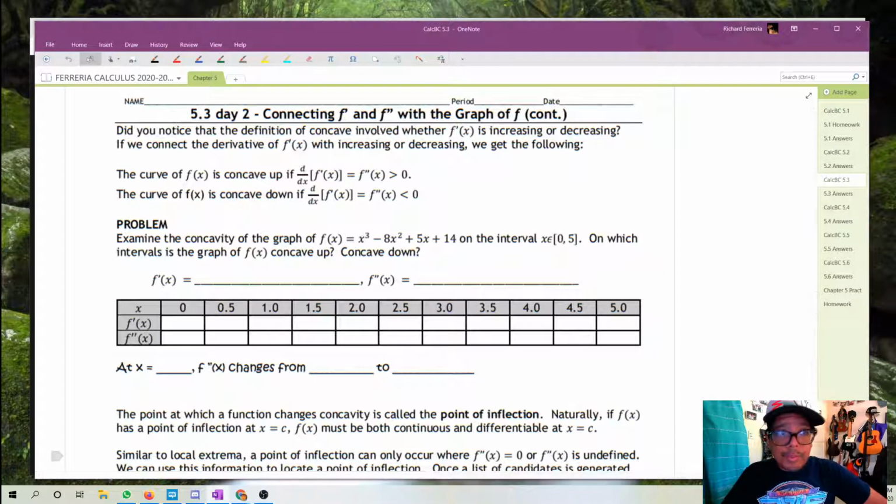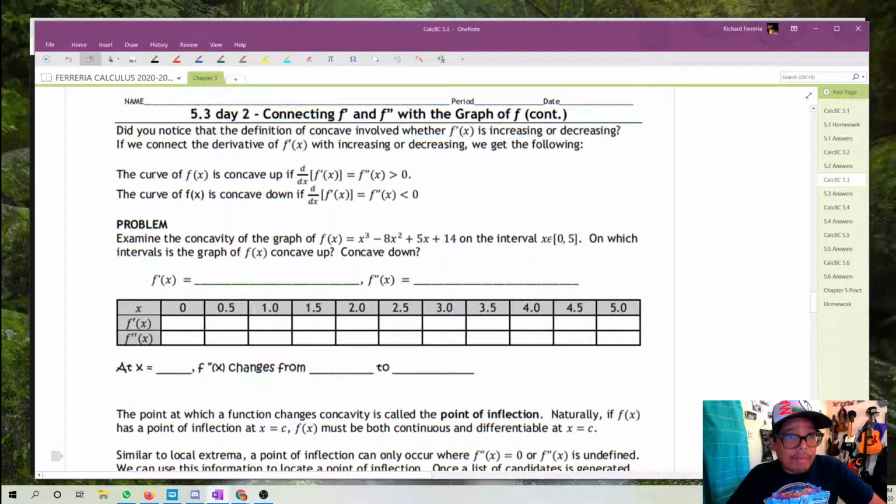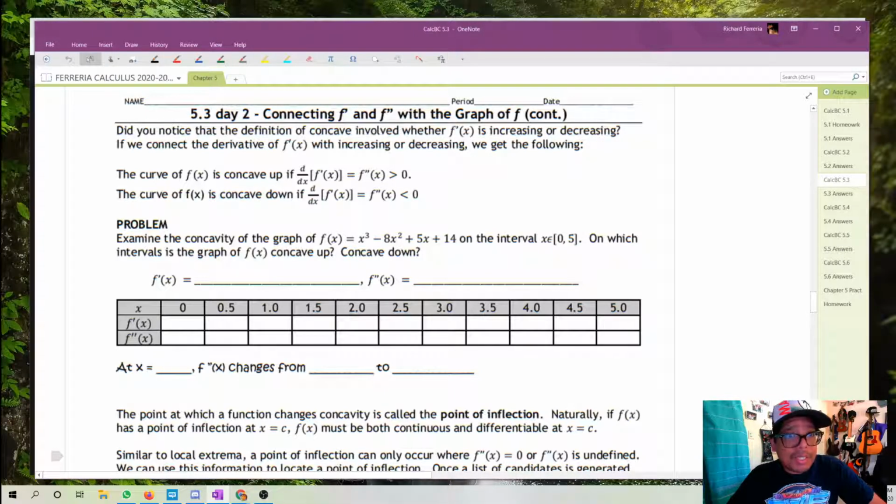For this first problem, we're going to examine the concavity of the graph f of x equals x cubed minus 8x squared plus 5x plus 14 on the interval x is between 0 and 5. So when is this concave up and when is this concave down? First thing we want to figure out is what are the equations of f prime and f double prime. Well, f prime is just the derivative of f, so what do we have?